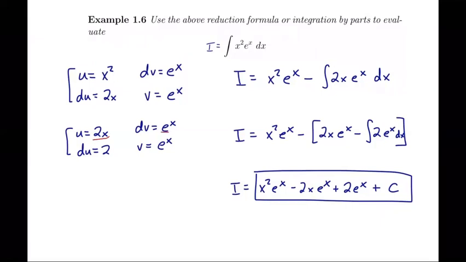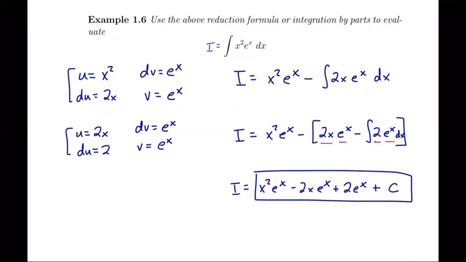And we let dv be e to the x, and du is equal to 2 dx, and v is equal to e to the x. That being the case, we have u times v, and that fits in nicely on the other side of this minus sign. So here's u times v, and then minus the integral of v du. So there's v, and du was 2.